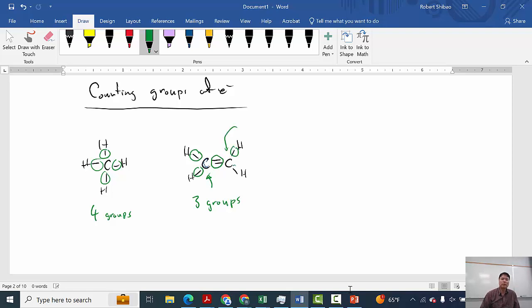We don't break it apart, but the double bond is going to have more electron cloud concentrated there. So 3 groups on this carbon. And how many groups on this carbon? 3 groups also. This is called ethene.